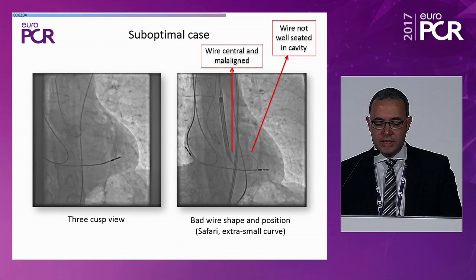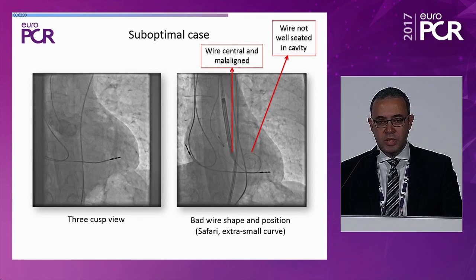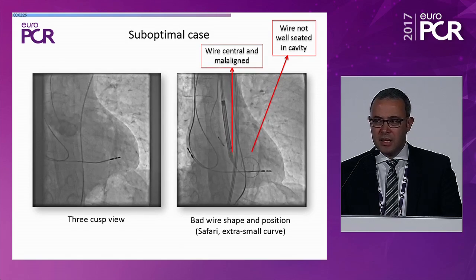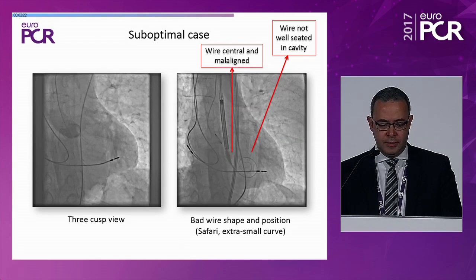The wire is not well seated in the cavity. The wire is very central, malaligned, and you can see here that the prosthesis is coming in a very bad angle, which will make the rest of your job very difficult.